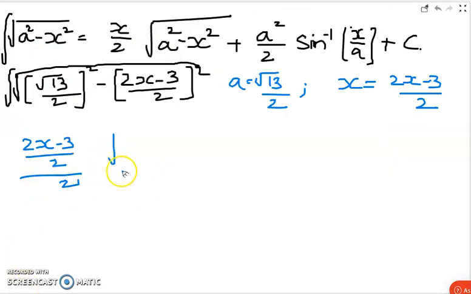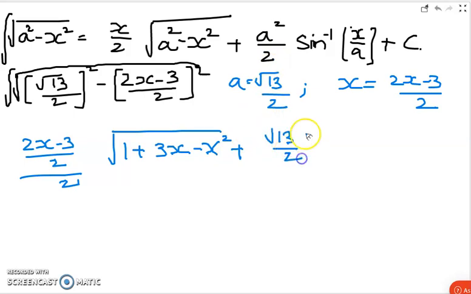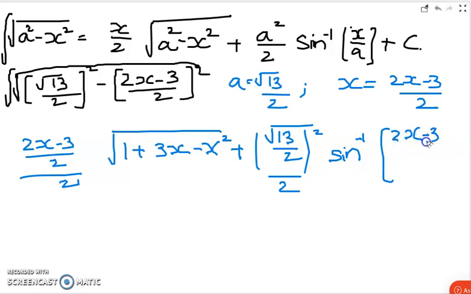So what do we have to write? Just the question from where we have begun: the square root of 1 plus 3x minus x square, plus a square by 2, where a square is root 13 by 2 whole square, into sine inverse x by a. What is the value of x? 2x minus 3 by 2, by the a value, root 13 by 2. Okay, the big one is there. Plus c.